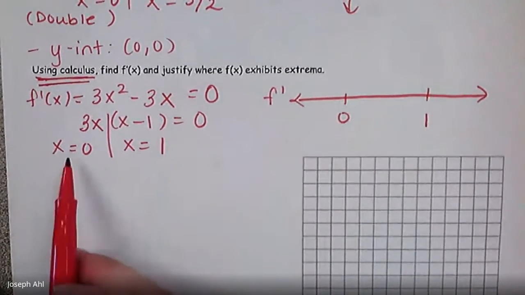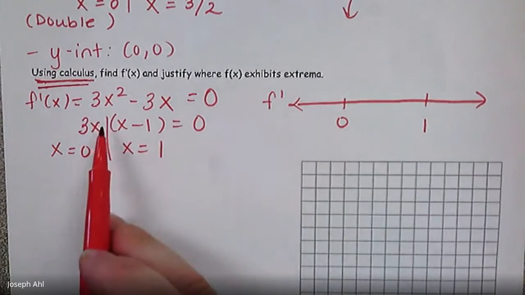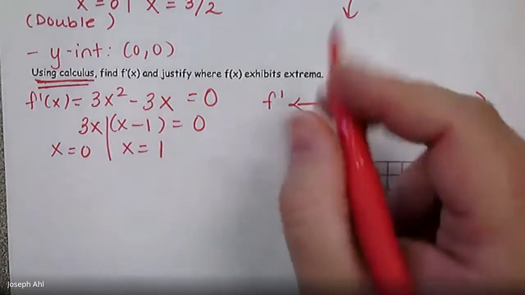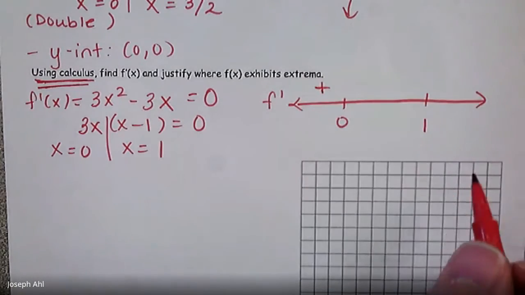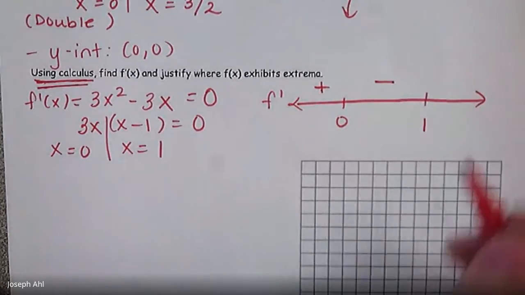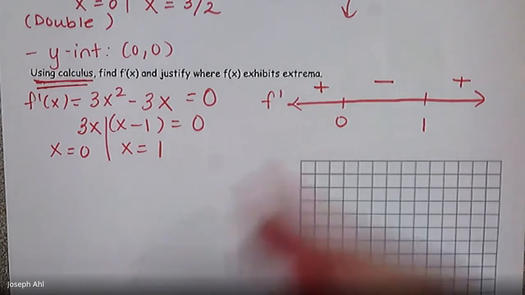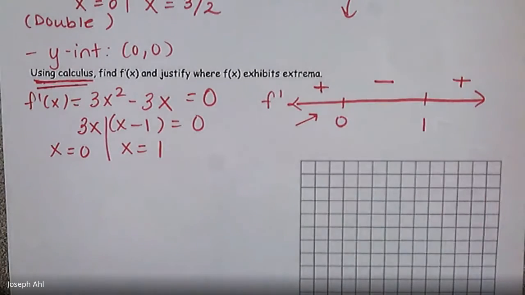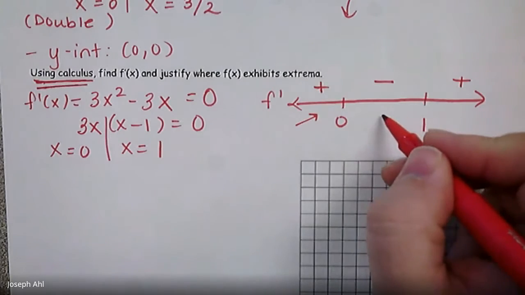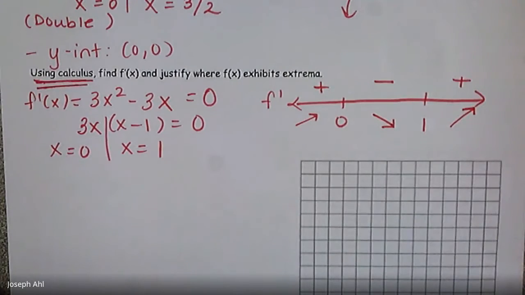And if you test in each of these regions, we know that to the left of x equals 0, like negative 1, this would be negative and this would be negative, and negative times negative is positive. In between 0 and 1, like 0.5, it would be positive times negative, so that's negative. And to the right of 1, you would get positive times positive. So right away, what I kind of like to do here is I write that I know I'm increasing where the derivative is positive, right? Slopes of the tangent lines are positive. The graph of f is increasing. Then we switch over to decreasing and back to increasing again.